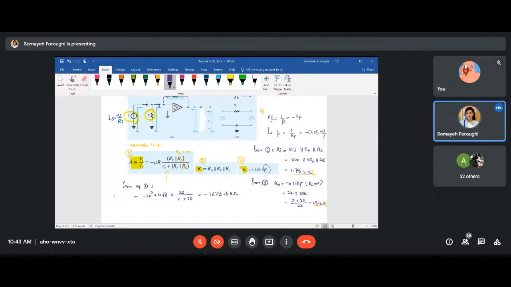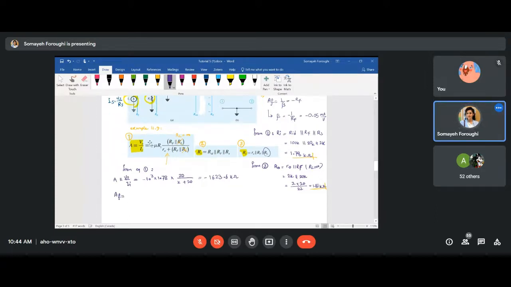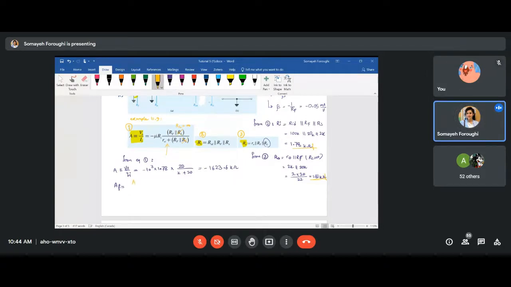And you remember your gain was VO over II. So this is your open loop gain. Again, for finding the closed loop gain, for shunt configuration it is still the same. You will have to do A over 1 plus A beta.